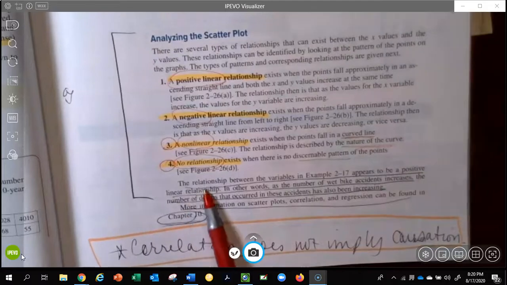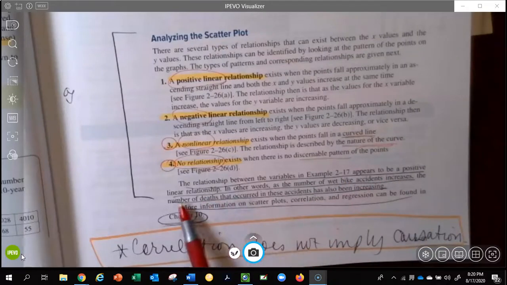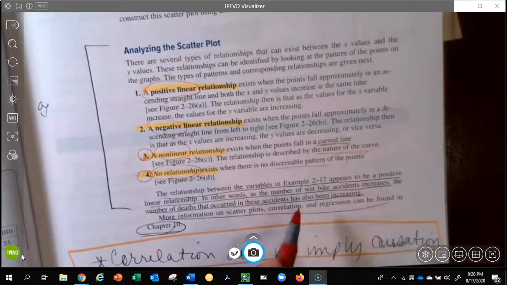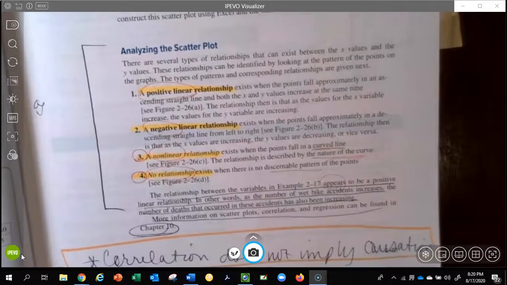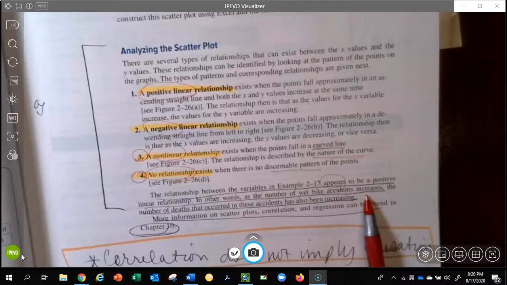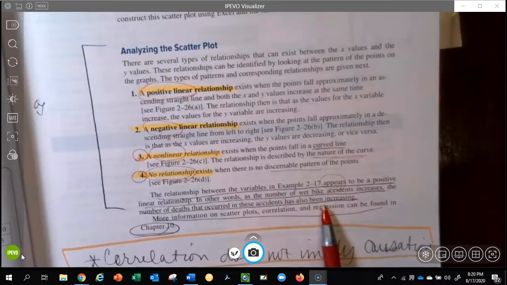Let me keep reading. The relationship between the variables in this 217 appears, and so we need to go find this, appears to be a positive linear relationship. Oh, it's someone up here. It appears. And so on your index card, make sure you've got words like appears, seems like, could be. But this relation appears to be a positive linear relationship. In other words, as the number of wet bike incidents increases, so the number of deaths that occurred in these accidents has also been increasing.